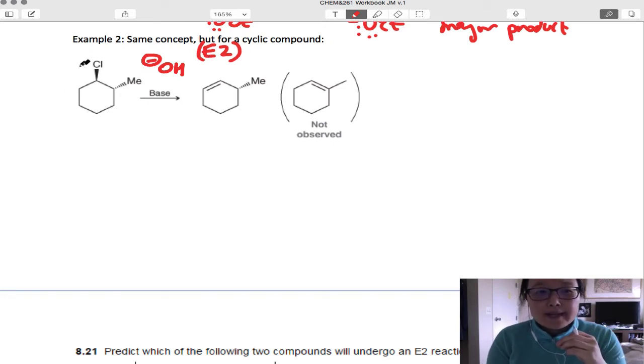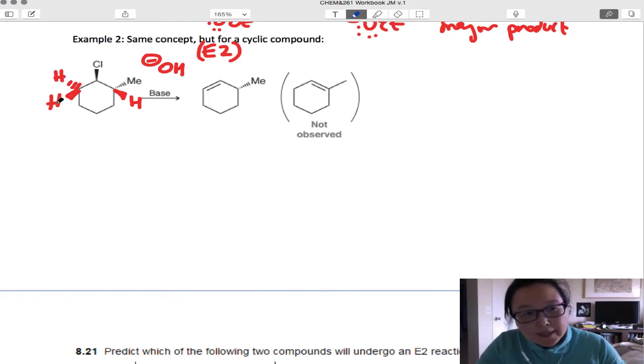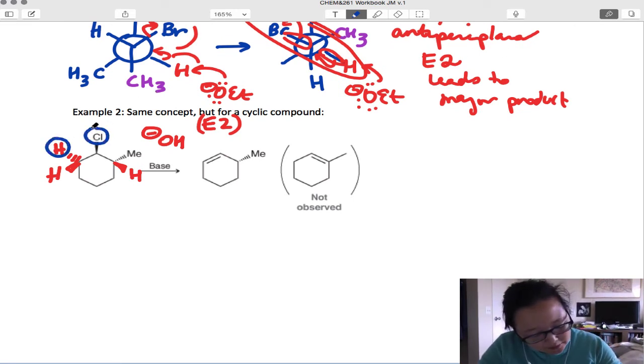So let's draw in our beta hydrogens here and look at which ones are antiperiplanar. So here are my hydrogens, and note that the double bond is preferred to form over here. So that means that one of these two hydrogens is being removed with great preference. Can you figure out which one it is? Well, this one is on the same side as the chloride because they're both wedged, so that means they're on the same side. We want the opposite side because they are antiperiplanar. So that means I want this hydrogen and this chlorine to come off, so it's going to form this alkene right here.